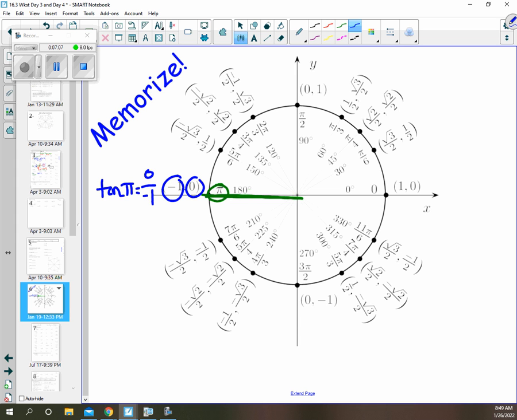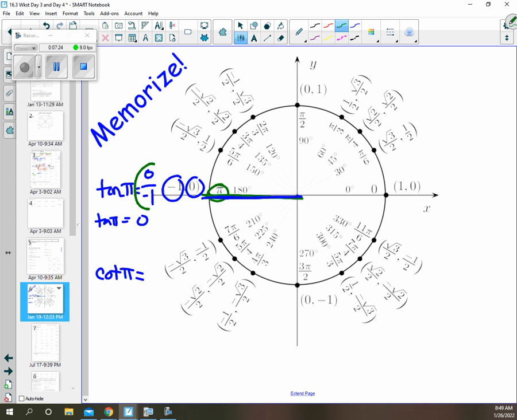So tangent would be 0. Now, when you think about why it's 0, it's slope again, right? So horizontal line, yep, the slope is 0. Now, here's the interesting thing, though. We wanted cotangent, right? So it needs to be the reciprocal of whatever tangent was.